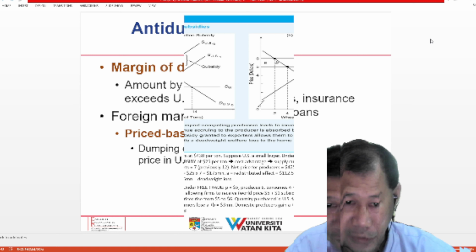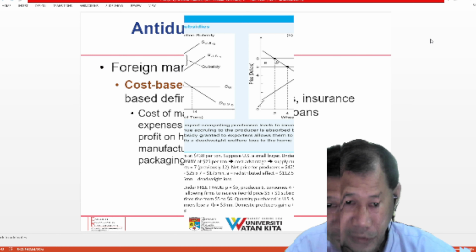Foreign market value has two definitions. The price-based definition: dumping occurs when foreign firms sell goods at a price in the US below the home price. Another one is cost-based, used when the price-based definition cannot be applied. That is the cost of manufacturing the merchandise plus general expenses, at least 10% of the cost of manufacturing, plus profit on home market sales, at least 8% of manufacturing cost, plus general expenses and packaging the merchandise for shipment to the United States.